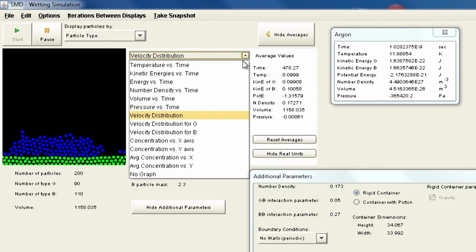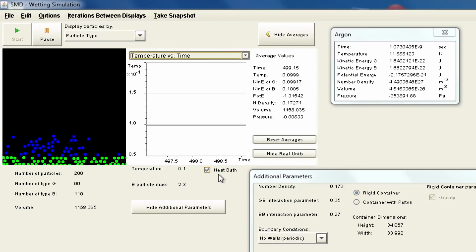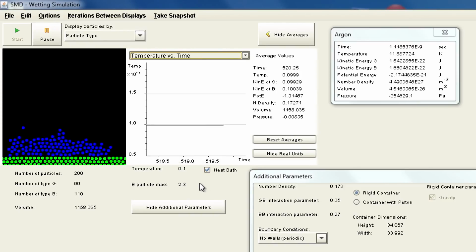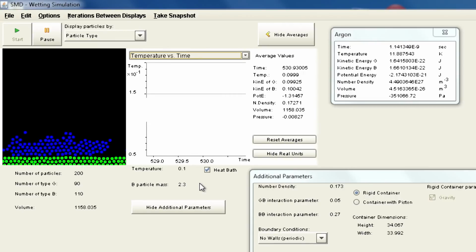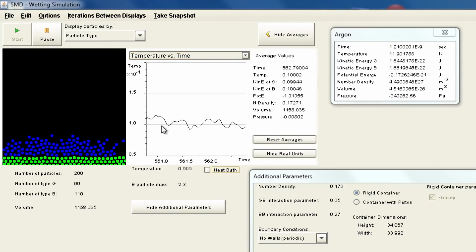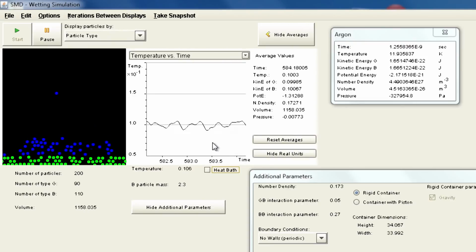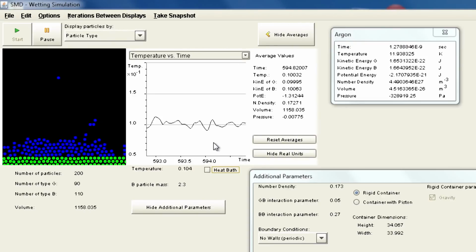Now, let us look at here. Temperature is constant. This is where the bath is, and if it is a Nose-Hoover bath, we are adding and subtracting energy here. Now, let us see if I close the bath. Now, you can see immediately the temperature is fluctuating and it may even drift. Let us focus on the temperature here.